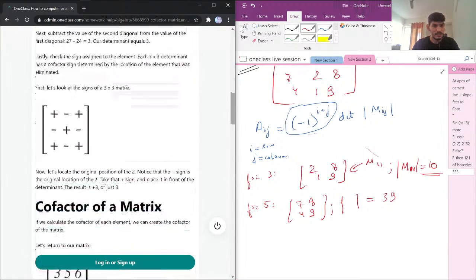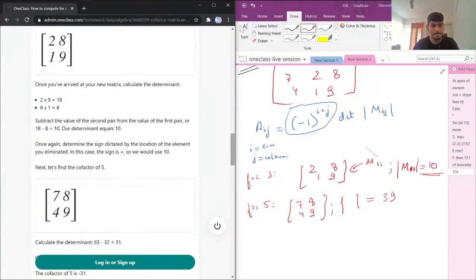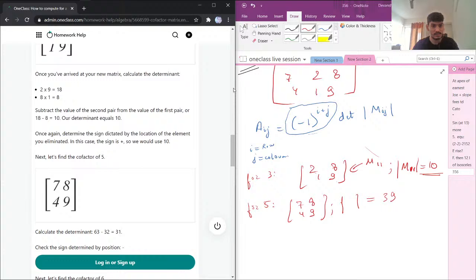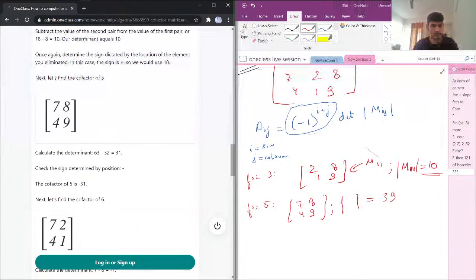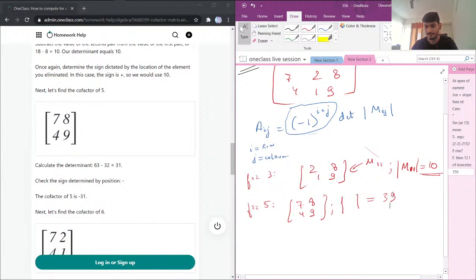Let us check the cofactor. 2, 8, 1, 9 gives 10. Then 7, 8, 4, 9, we get 63 minus... Okay, so I made a mistake. It will be 63 minus 32. That will be 31.